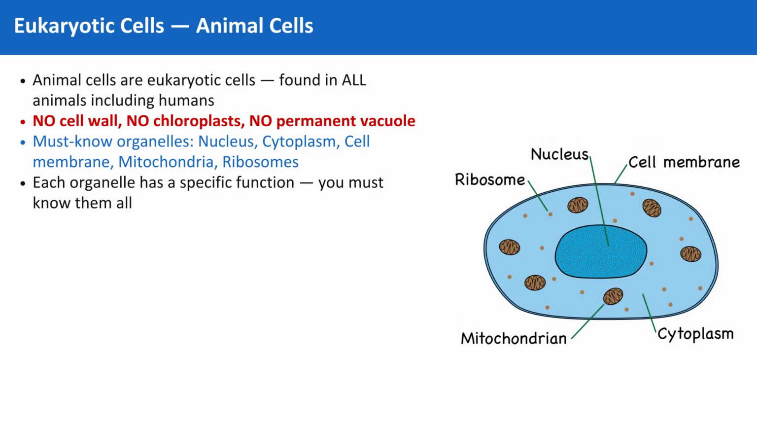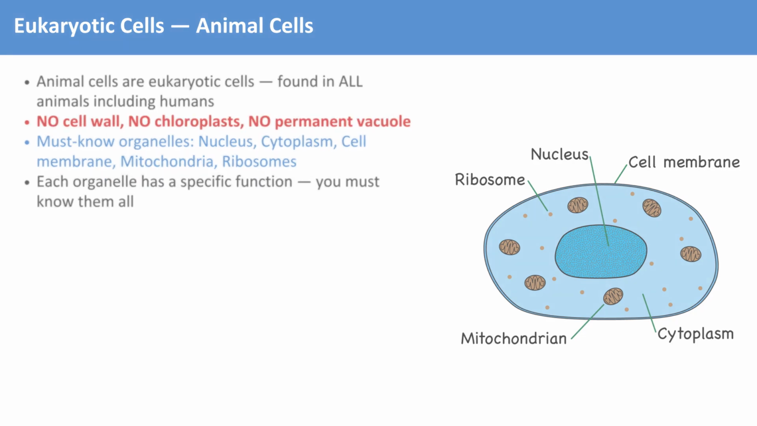There are 5 structures you absolutely must know for animal cells: the nucleus, cytoplasm, cell membrane, mitochondria, and ribosomes. One thing to remember, animal cells do not have a cell wall, they do not have chloroplasts, and they don't have a permanent vacuole. Each of these 5 structures has a specific function.